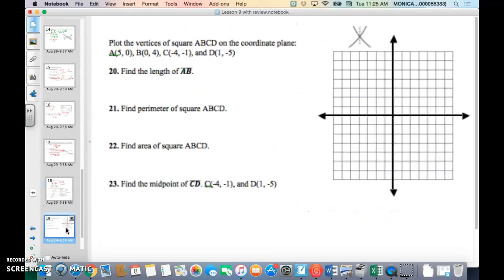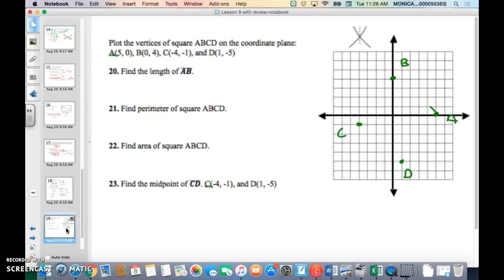All right, moving on. It says plot the vertices. This is where things start getting complicated. So first we're going to plot the vertices: 5, 0, 1, 2, 3, 4, 5. That's A. 0, 1, 2, 3, 4. B. Negative 4, 1, 2, 3, 4, negative 1. C. And 1, negative 5. There's D.